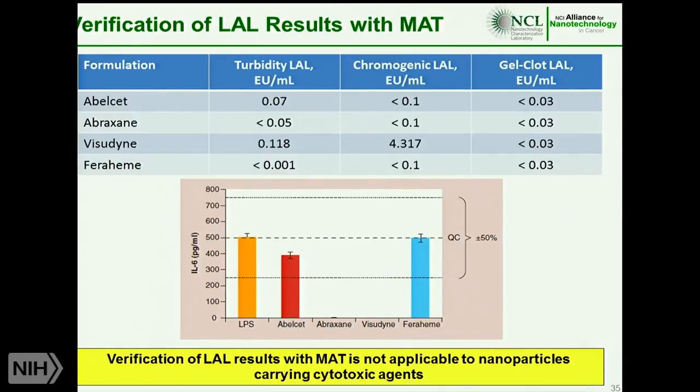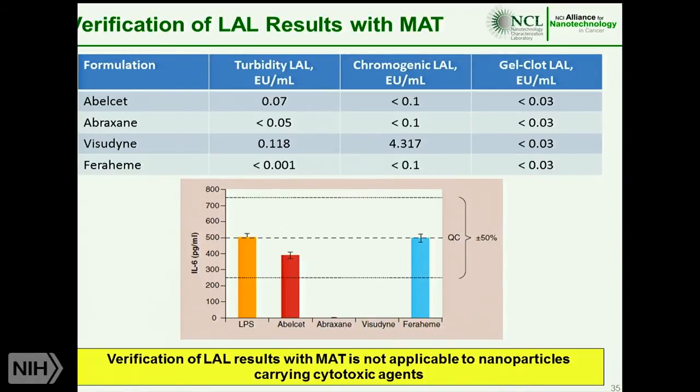But this approach does not always work. And this is an example where biological tests are not always helpful. These are commercial nanoformulations, Abelcet, Abraxane, Visudyne, and Feraheme, which were studied by turbidity, chromogenic, and gel clot LAL. And as you see, for some of them, like in the case of Abraxane, there was no problem for different LALs, but for example, for this formulation, Visudyne, we do see a discrepancy between turbidity, chromogenic, and the gel clot LAL. Please note that all of them are negative in terms of endotoxin by the gel clot assay.